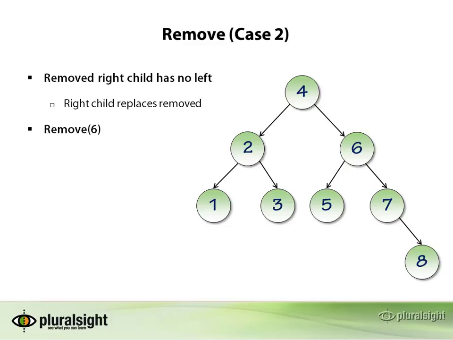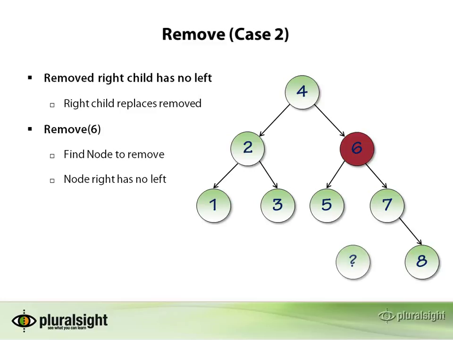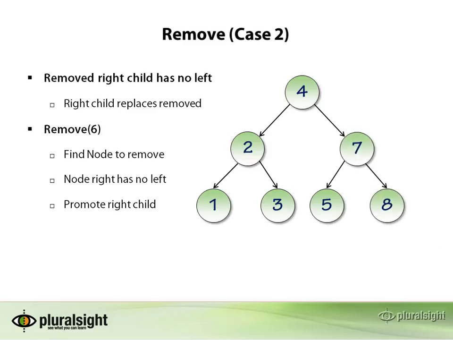So we're removing 6. We have to find the node first. It's greater than 4, so we end up on the 6 node. The node to the right has no left child. The 7 has no left, so we're going to promote that right child, the 7 node, up to where the 6 node is. And now this is going to mean not just repointing 4 to 7, but 7 also has to become the parent of 5. So what we did there was we moved that entire right tree up into the removed node slot.